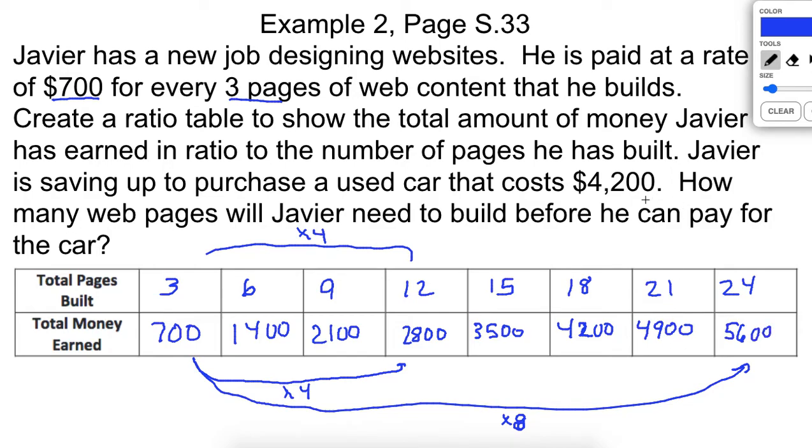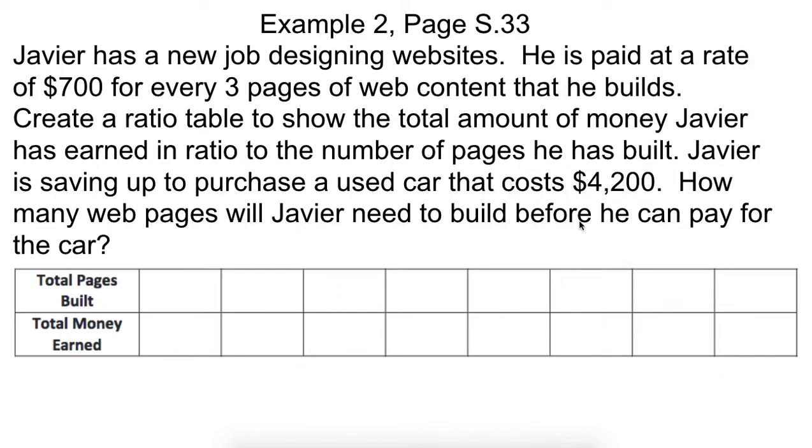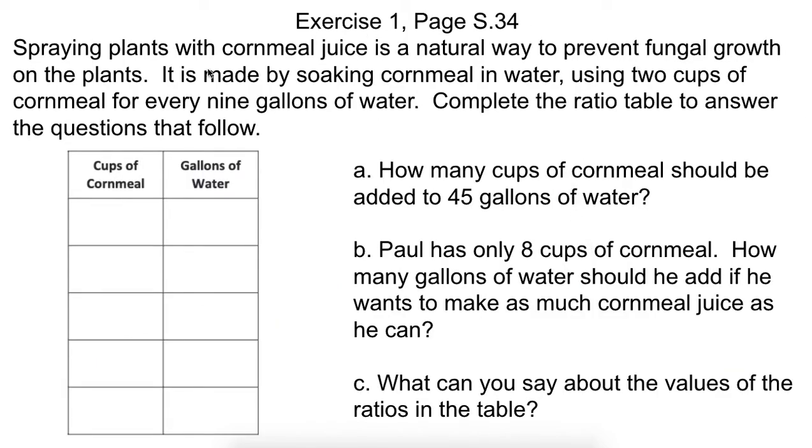Okay, now our question asks, how many web pages would he need to build in order to pay for a car? And we can look right here. He wants the car for that. So he would have to build 18 pages because that's what correlates to the 4,200. So he'd have to build 18 pages in order to make that much money. So again, you can create your table by just adding or by multiplication, however you want to do it. You can create your table either way. So let's go ahead and go on to our next one here.